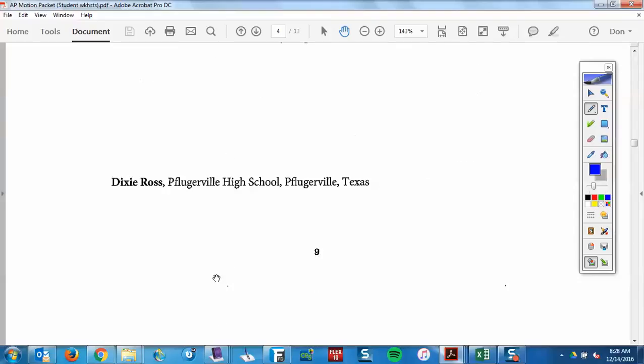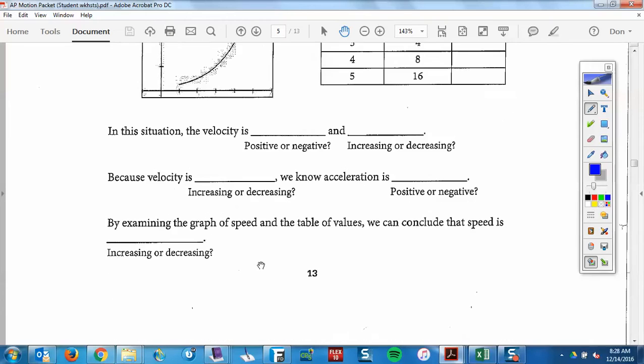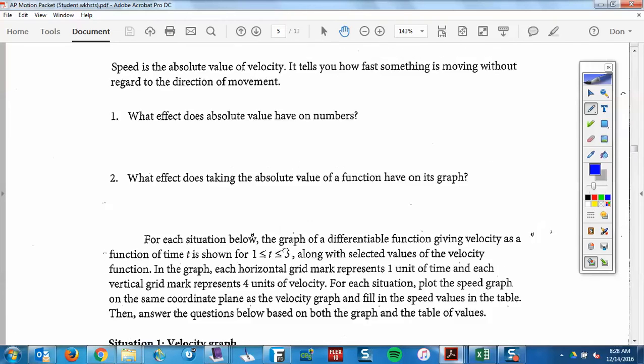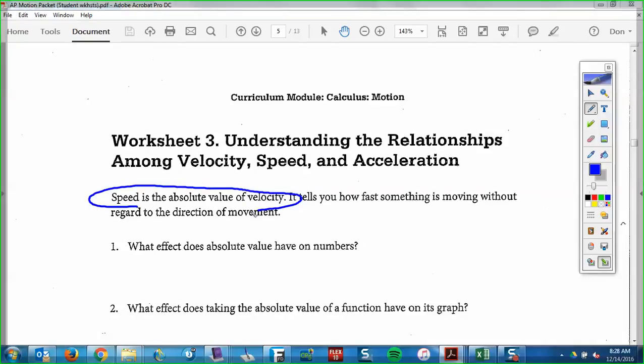Okay? And then, let's go to this next page, which is page 13. This is where I want to just say a couple things. Speed is the absolute value of velocity. That is a mouthful right there. We have got to just understand that. So whenever you hear speed, they're talking about this, okay?